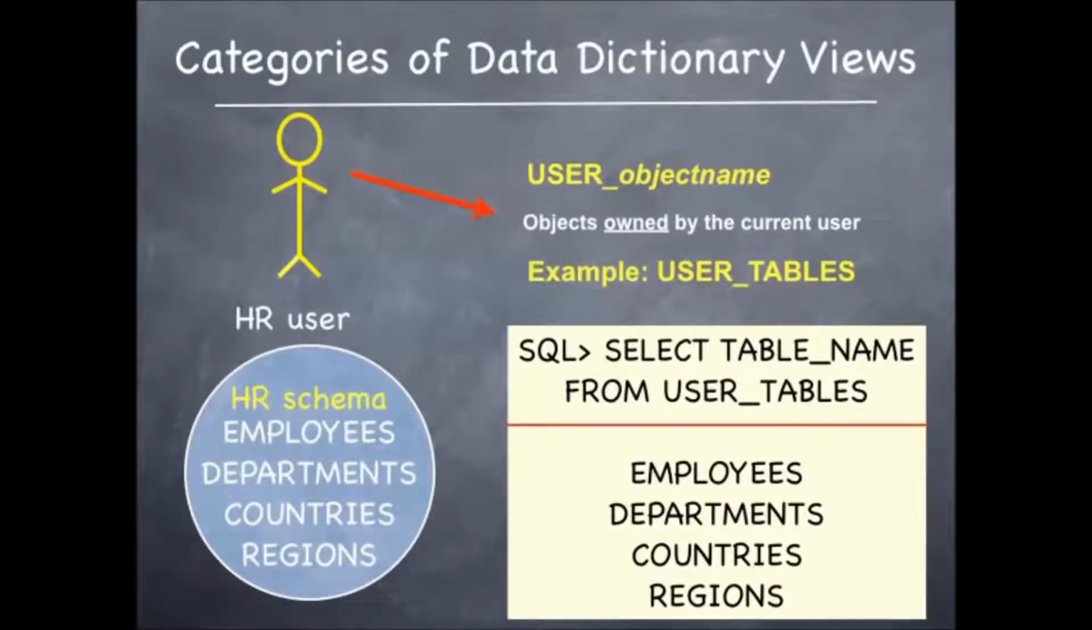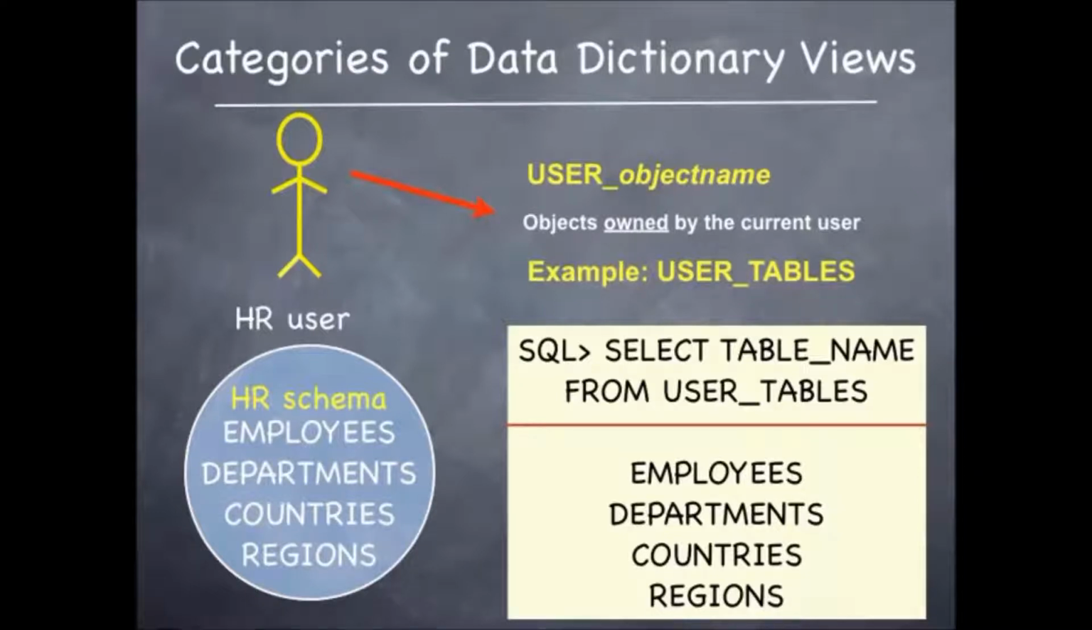Here we are looking at a specific view with a prefix of USER_ which contains information about tables. The name of the data dictionary view has been identified as USER_TABLES. I mentioned earlier that the views with the prefix of USER_ are accessible to all the users of a database. Also on this slide is a description of what is contained in the HR schema. The tables created and owned by the user HR are employees, departments, countries, and regions.